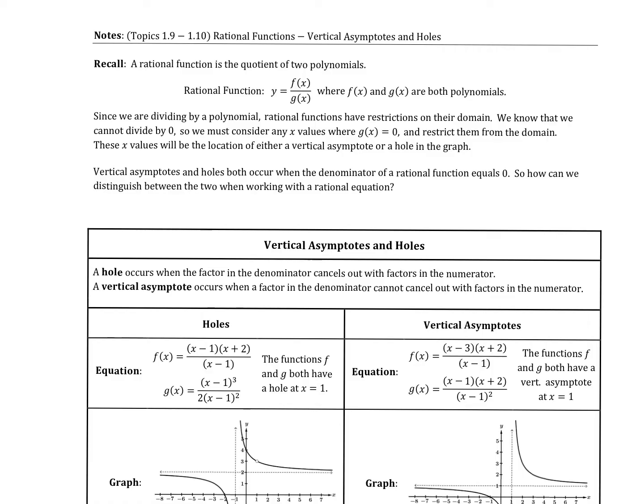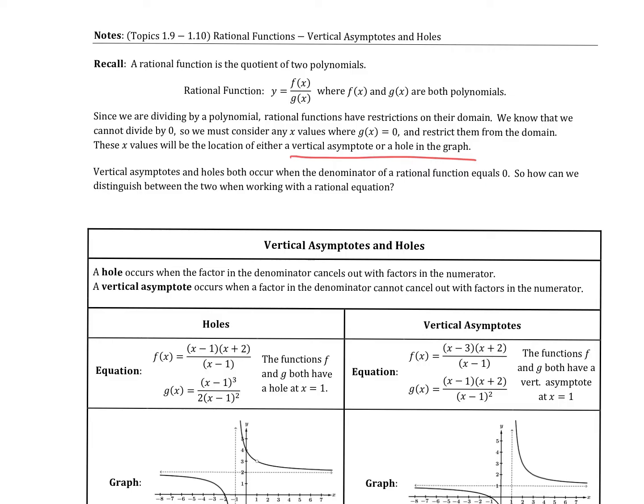Let's do this. Recall, a rational function is the quotient of two polynomials. A rational function y equals f of x over g of x, where f of x and g of x are both polynomials. Since we're dividing by a polynomial, rational functions have restrictions on their domain. We know that we cannot divide by 0, so we must consider any x values where g of x equals 0 and restrict them from the domain. These x values will be the location of either a vertical asymptote or a hole in the graph. Vertical asymptotes and holes both occur when the denominator of a rational function equals 0.